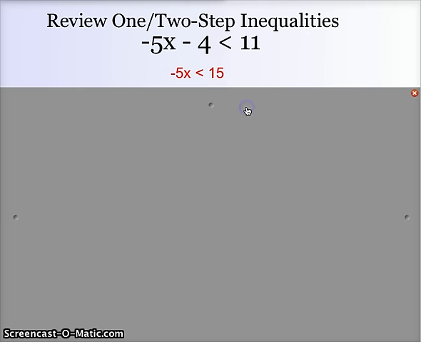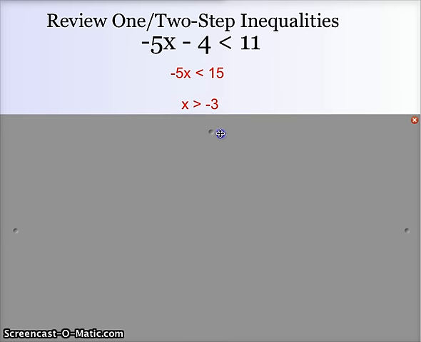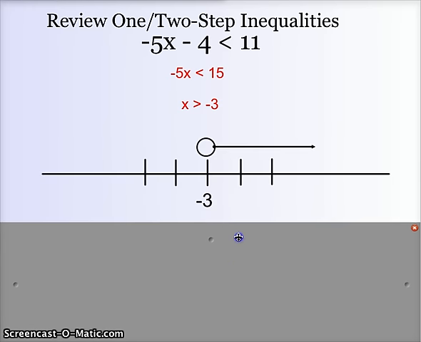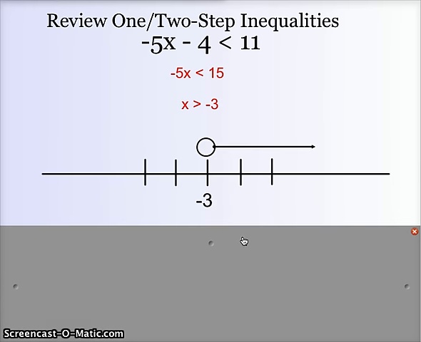You should have first added 4, giving you negative 5x is less than 15. Now you're going to divide by negative 5. Remember, when you divide by a negative to isolate a variable, you have to flip the sign. So now x becomes greater than negative 3. To graph this on the number line, you have negative 3 as your solution with an open circle, all solutions pointing to the right.